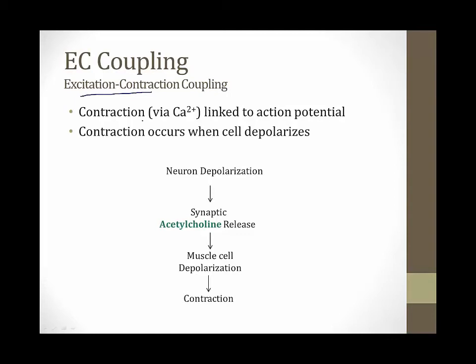In other words, contraction of the muscle via calcium is linked to the action potential, and contraction only occurs when the cell depolarizes and the membrane voltage changes. And the way this works is shown on the flow chart on the screen. So a neuron depolarizes, that innervates a muscle cell. The neuron releases acetylcholine into the synapse. There are acetylcholine receptors on the muscle cells, and they cause the muscle to depolarize, and that leads to contraction.